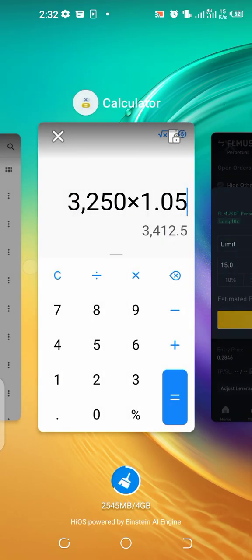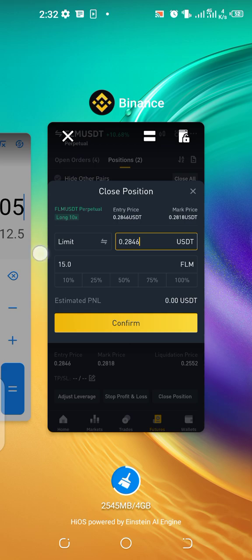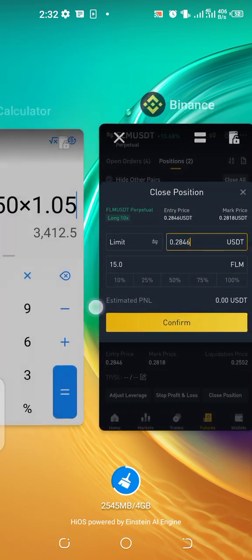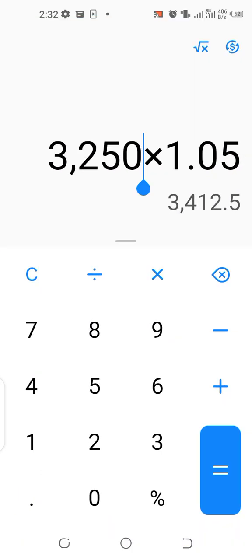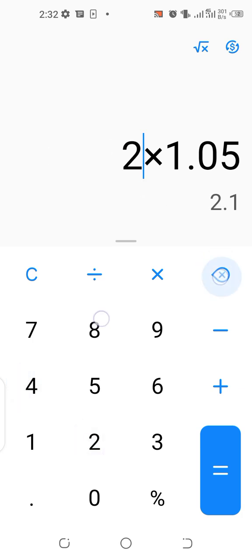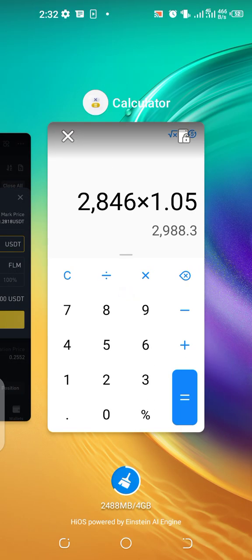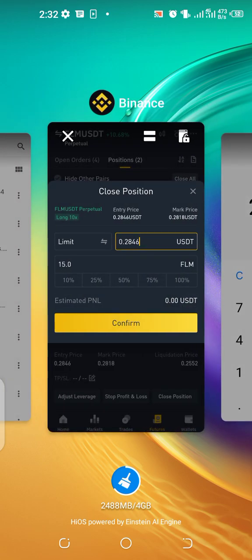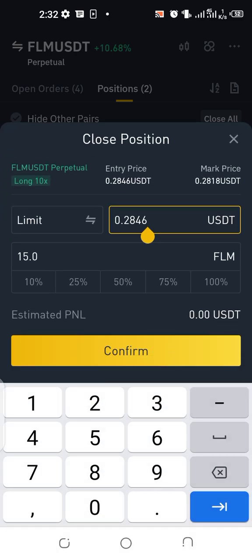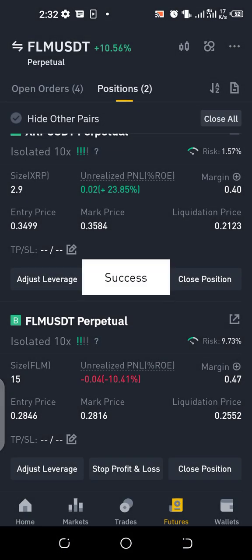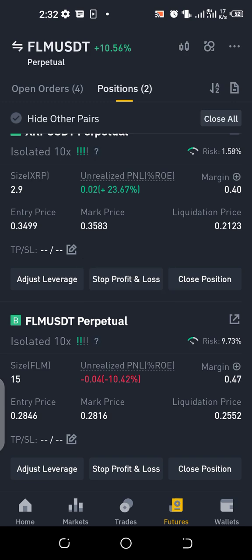Alright, so that's the advantage of starting with a lower leverage and increasing if necessary. Especially when the prices are high. 246 times 1.05, that's 299. Okay, so I can come back here and set a new profit level at 2988. And confirm. Alright, so that's how to change those parameters.